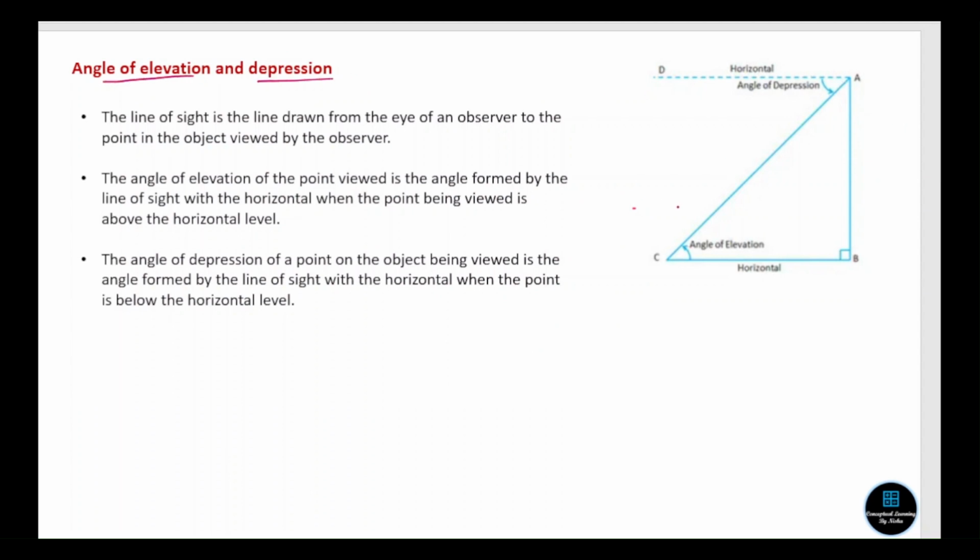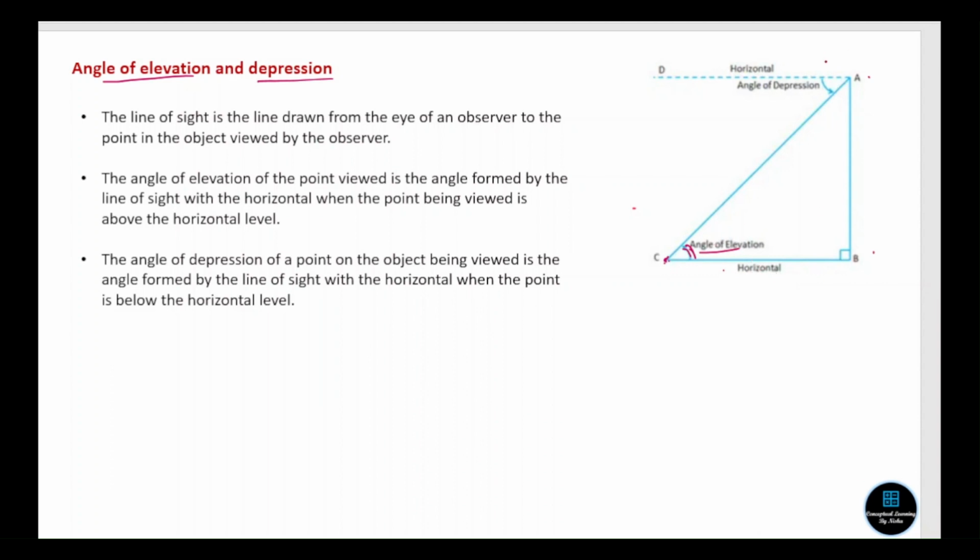Now here we use these terminologies: angle of elevation and angle of depression. What does it mean? Let's say this AB is a building, and I am the observer. Let's say I am standing at point C and I am observing the top of the building. This line of sight is AC, and this angle is called the angle of elevation, which is made by the line of sight with the horizontal.